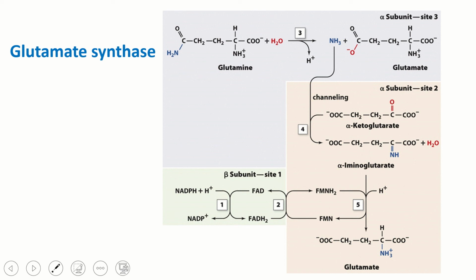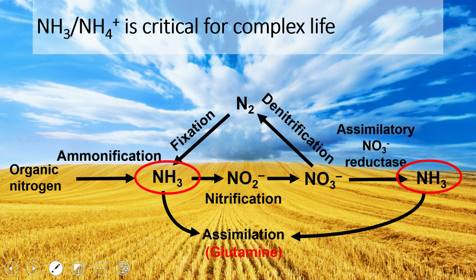So the enzyme reacts the ammonia with alpha-ketoglutarate to form the amine, so alpha-iminoglutarate, and then electrons that are ultimately sourced from NADPH are transferred through an electron transfer pathway through flavin adenine dinucleotide and flavin mononucleotide to reduce the iminoglutarate to form glutamate as the product. And so that is how glutamine, for instance, can be used as a nitrogen source in biosynthesis.